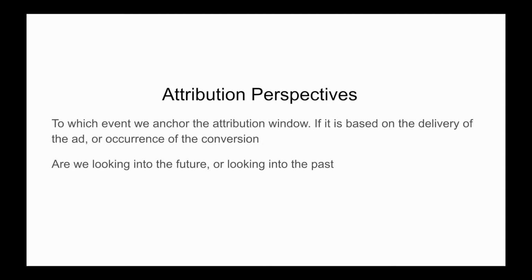Before going to more computations or playing with numbers, we need to first talk about the attribution perspective of our attribution models. What I mean by attribution perspective is to which event we want to anchor our attribution window, when the attribution window starts. There are two popular options. One is based on the delivery of the ad, which means that we start the attribution window when the ad was delivered. Or we can anchor our attribution window based on the occurrence of the conversion, which usually doesn't happen on the same day of the ad delivery. When we're anchoring based on the delivery of the ad, we usually look into the future. And when we are anchoring based on the occurrence of conversion, we usually look into the past. I'll explain more in the next slide.